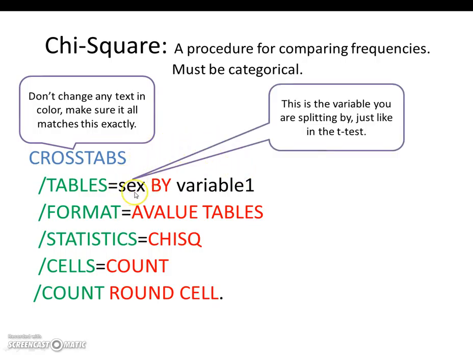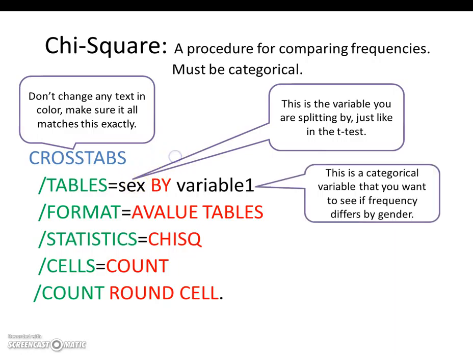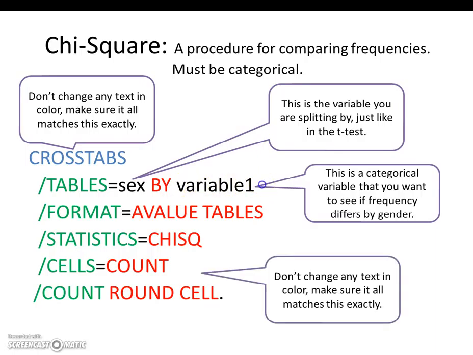Sex is the variable name right now. For gender, again, it needs to match, just like in the t-test. Now here's your variable that is categorical, if you have one. If you don't have one, you can use marital status, M-A-R-S-T-A-T, and that will give you something to look at. Again, don't change anything. Remember that period, but leave all of these words in there the same.